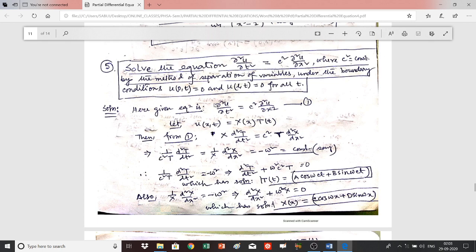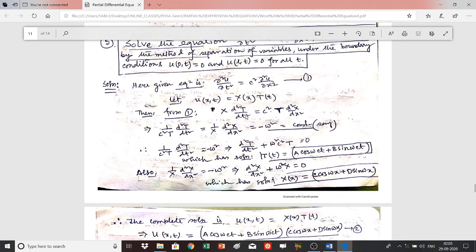So here is the given equation, ∂²u/∂t² = c² ∂²u/∂x², and we are very familiar with solving this type of equation. You know the process and the steps, so there will be no problem understanding it. From this expression we get two ordinary differential equations: one is (1/c²T) d²T/dt², and the other is (1/X) d²X/dx², and both of them are equal to a constant, which is taken as −ω².